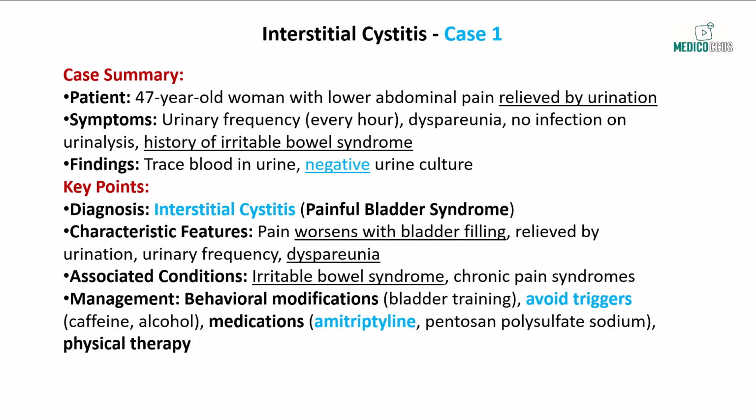To summarize, interstitial cystitis is a chronic bladder condition characterized by pain that worsens with bladder filling and is relieved by urination. It often presents with increased urinary frequency, urgency, and dyspareunia, and is commonly associated with other chronic pain syndromes and psychiatric conditions. The diagnosis is clinical, and treatment is focused on symptom relief and improving quality of life.